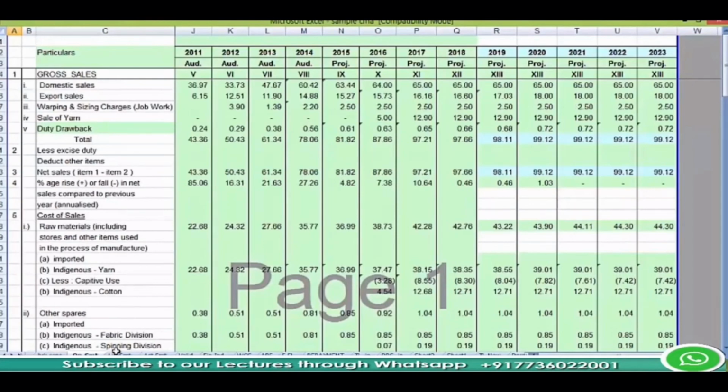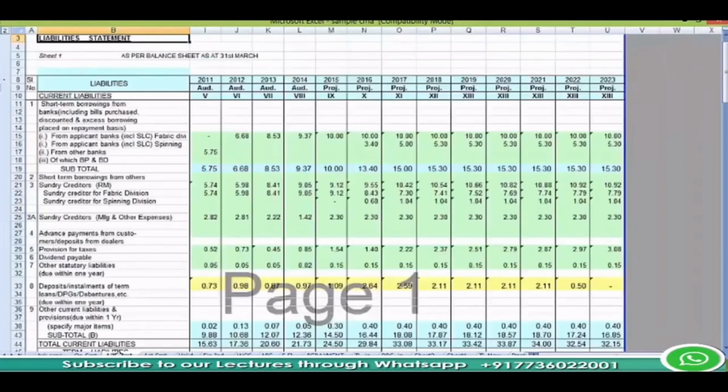The second input sheet is the liability statement, where you will be giving all the information about the liabilities. The audited is picked up from audited financial statements. So here there is a mention audited. Audited is picked up from audited financial statements, and all these estimates and projections are something given by the customer, what he is planning for the future.